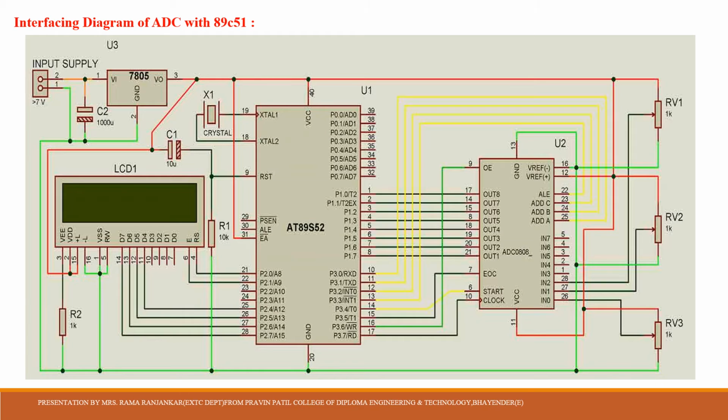Let's see the another interfacing that is ADC. ADC means analog to digital conversion. So here this IC is connected to 89C51, and to show the conversion we also have to interface the LCD. So at the left hand side LCD is interfaced to the 89C51 microcontroller, at the right hand side ADC IC is interfaced.